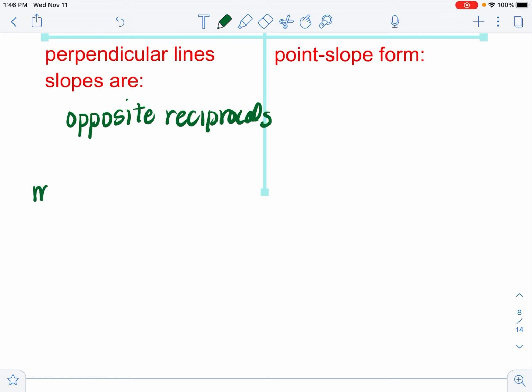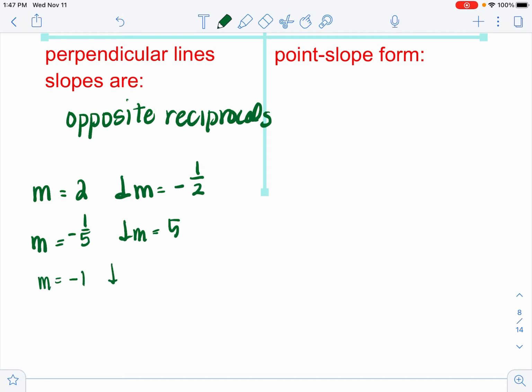So if I gave you the slope of 2, the opposite reciprocal of that is negative, and then I have to do 2 over 1 flipped, which is 1 over 2. Or if I had the slope of negative 1/5, the opposite reciprocal of that is positive, and then 5 over 1, which is 5. Okay? Also remember, negative 1 and positive 1 are opposite reciprocals. It's a fast one to do.